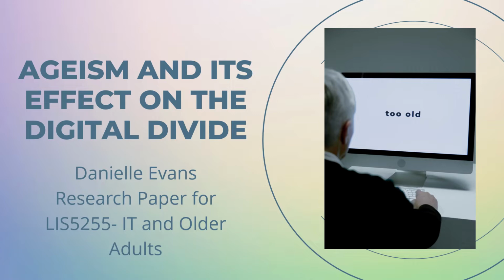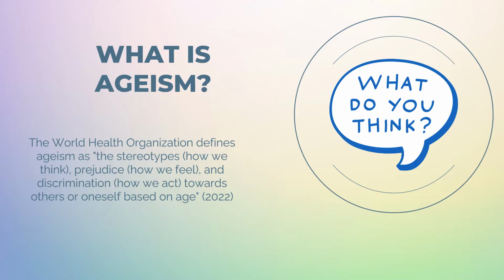So for my topic for this research paper, I chose to research ageism and its effects on the digital divide. So I would first like to start off by asking the question, what is ageism? The World Health Organization defines ageism as the stereotypes, how we think, prejudice, how we feel, and discrimination, how we act towards others or oneself based on age.